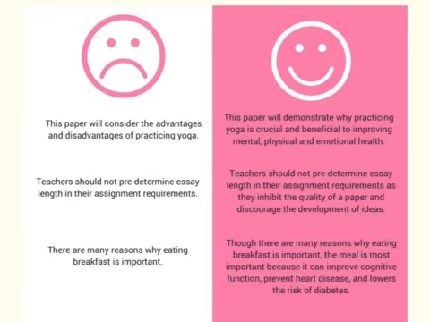These 3 examples of thesis statements are really helpful in understanding the difference between a simple sentence and a more complex argument. So in the first one, this paper will consider the advantages and disadvantages of practicing yoga. That's really not going to matter to somebody if they don't want to know about yoga. So your argument would be better if you said something like, this paper will demonstrate why practicing yoga is crucial and beneficial to improving mental, physical, and emotional health. This also gives you a lot of different things to talk about later on in the body.